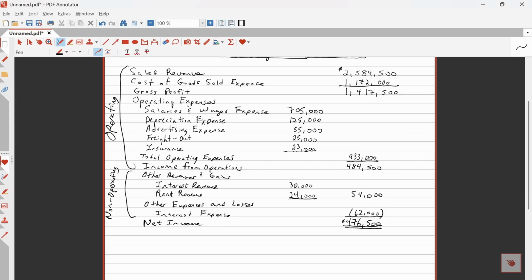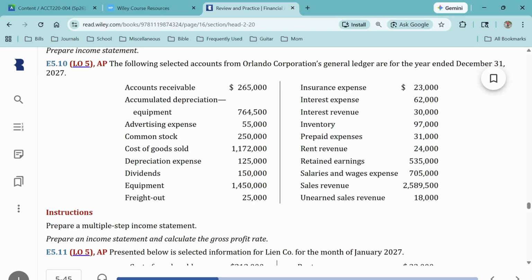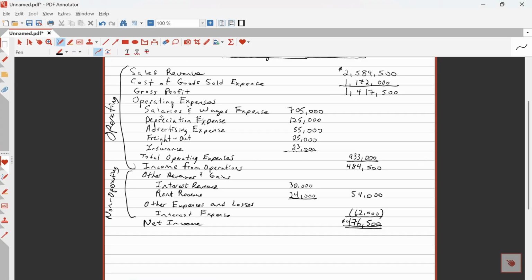Like if you would have subtracted prepaid expenses right here in the operating expenses, $31,000, that's an error. Prepaid expenses is an asset because of the word prepaid. Just like unearned sales revenue is not a revenue, it's a liability because of the word unearned. And that's why I wanted to do this problem, so that you guys know those things.